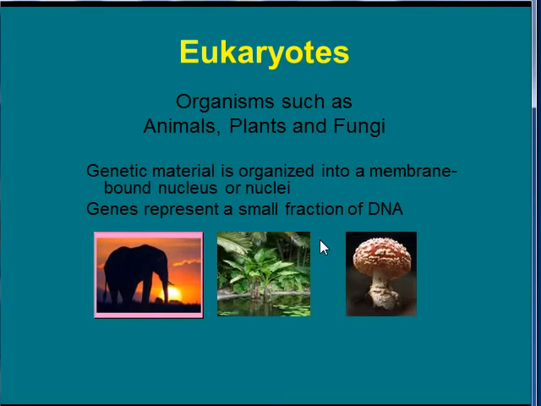Okay, eukaryotes. Eukaryotes are one family of life. These are organisms such as animals, plants, and fungi. Genetic material is organized into membrane-bound nuclei. Genes represent a small fraction of the DNA. That makes us belong to the family of eukaryotes. And you can see that eukaryotes have a wide range, from mammals to plants to fungi.